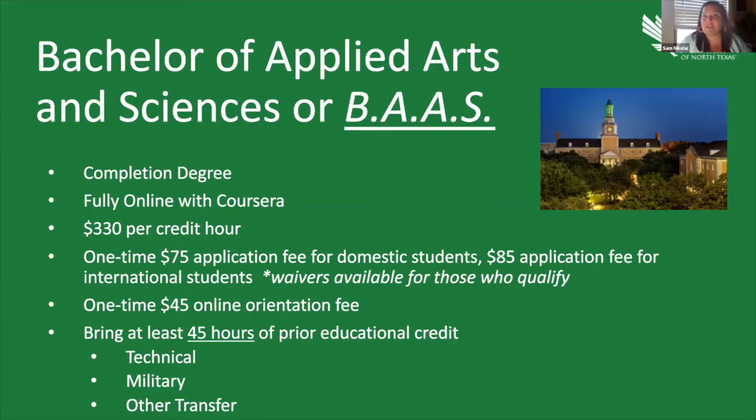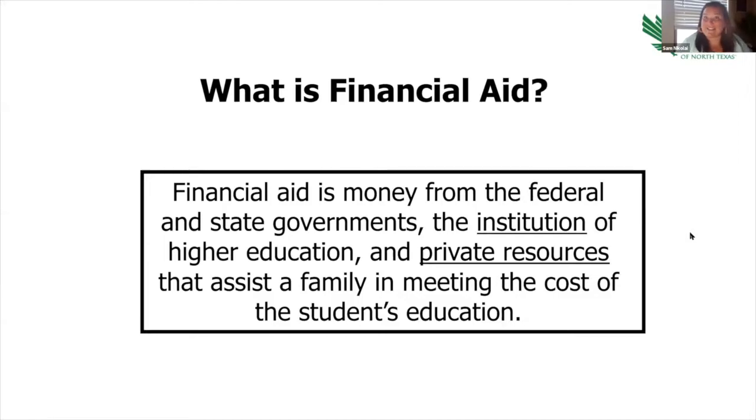Additionally, we have a one-time application fee, which is $75 for domestic students, $85 for international students. Waivers are available for those who qualify. To qualify for a waiver, you need either to be a part of an enterprise program through your employer, and you will know if that's you, or be eligible by the estimated family contribution on your FAFSA, which we'll explain later. We also have a one-time $45 online orientation fee. We do require that you bring at least 45 hours of other credit into the program, and we offer degree plans for you prior to applying if you are unsure if you qualify for that 45 hours or not. So let's get into financial aid today.